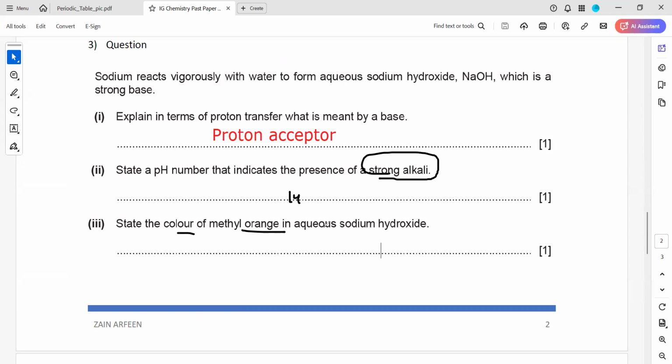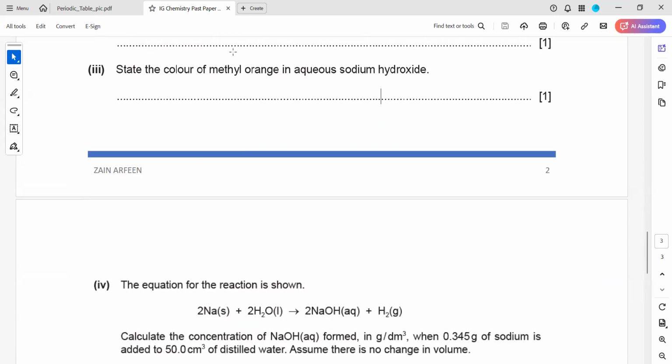State the color of methyl orange in aqueous alkaline. In an alkaline medium, what is the color of methyl orange? Yellow. Or if it was acidic, then what do we write? Pink. If it's neutral, it will be orange.